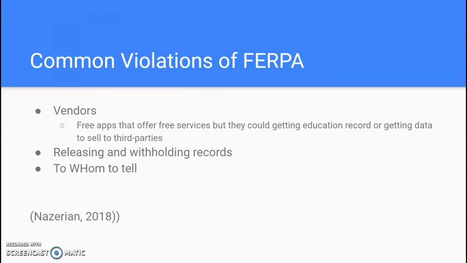So some common violations of FERPA: vendors. Like I said, technology is everywhere. When we're using the free apps that offer free services, they could also be stealing educational records or getting data in order to sell to third parties. Releasing or withholding records. Someone asks you about a certain student and you take out their file, they might not have the clearance to do so. You must make sure that they are a school official, a parent, or an eligible student if you're going to do that. To whom you tell.